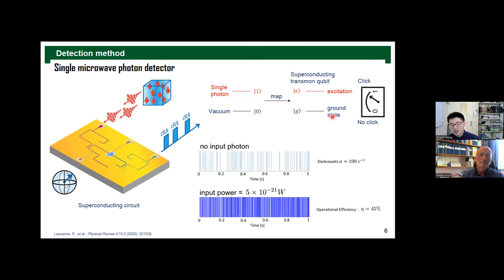So there's some figure of merit I want to talk about here. When no photon arrives in the circuit, there are still some clicks produced by this chip. We call this dark count. In our case, the dark count rate is about 100 per second. And this sets the noise level for us. Basically, our detection sensitivity is determined by this. If we send some input power, you can see more clicks arrive. So each bar represents a click. And we can get the efficiency of the detector, which is about 45%. And this allows us to do single spin detection.